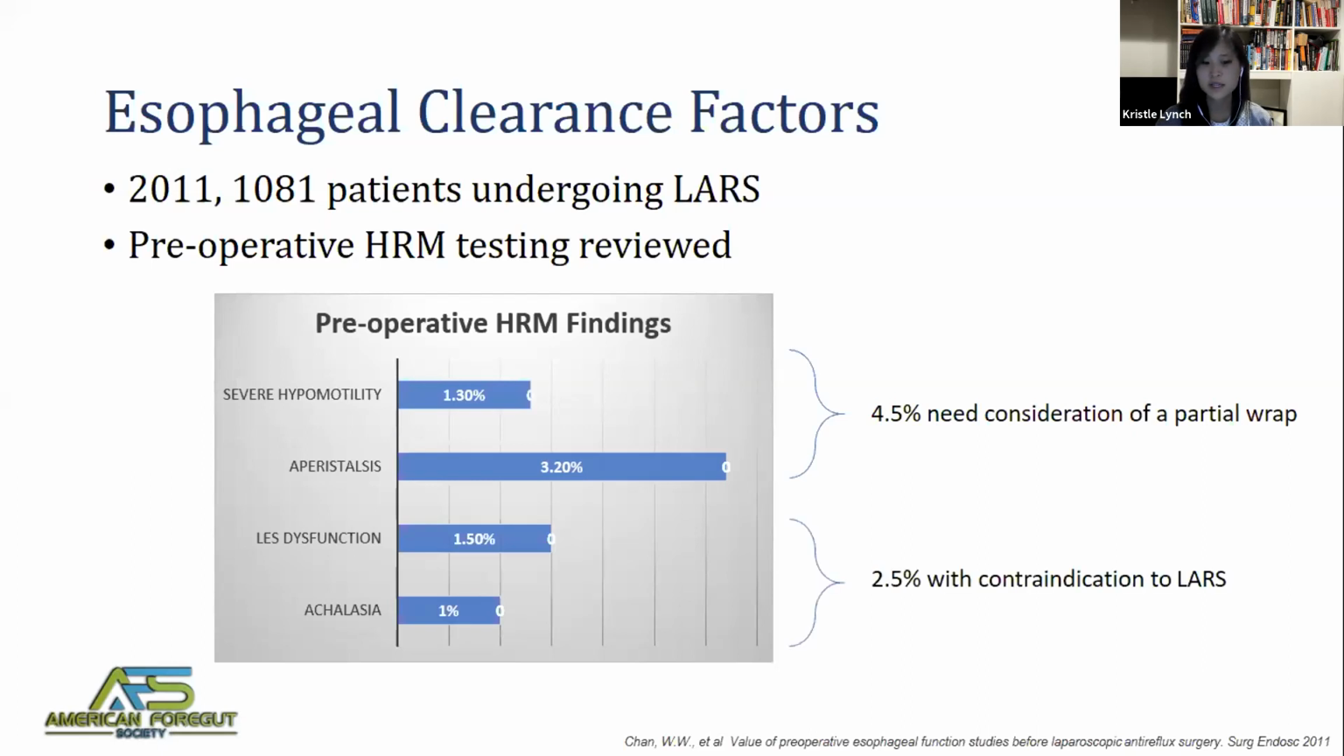Additionally, 2.5% of these patients had an absolute contraindication for laparoscopic anti-reflux surgery, as it clearly would not help them if they have achalasia or achalasia evolution. And so it's critical to make sure that there are not other findings that need to be considered prior to having any sort of intervention.